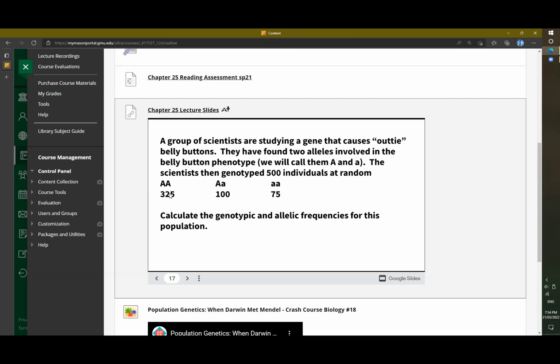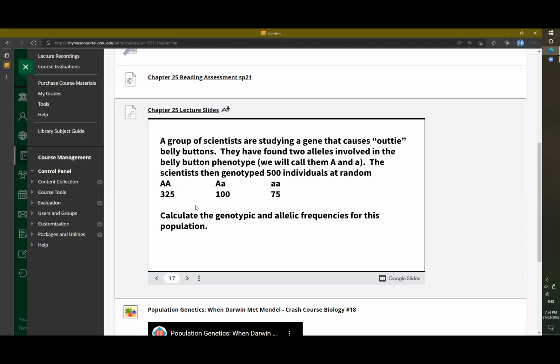And so we have 650 plus 100, 750, divided by the total number of individuals times 2, because every individual has a genotype, and that genotype is comprised of 2 alleles. So 750 divided by 1,000 is 0.75. And that's the allele frequency for capital A.